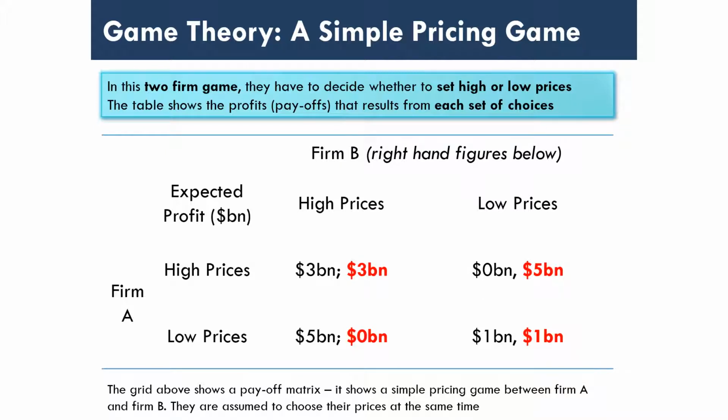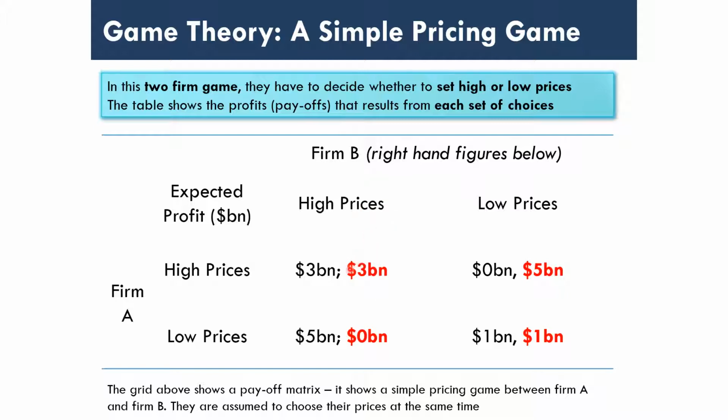So here is our grid. On the left hand side we have firm A, and their 2 choices, a high price or a low price. Here we have firm B, and we have their 2 choices, a high price or a low price. And then for each of the 4 different scenarios, we have the potential outcome. On the left hand side, this is the payoff to firm A. On the right hand side, the payoff to firm B.